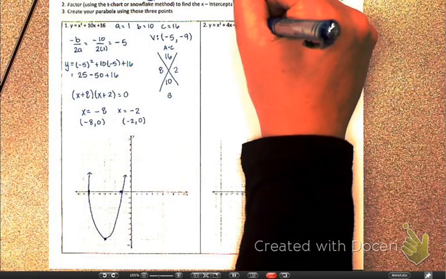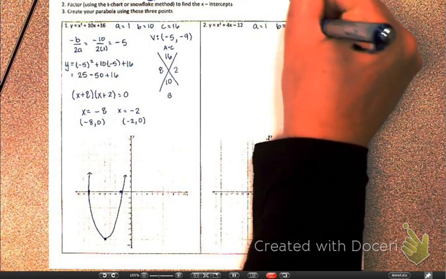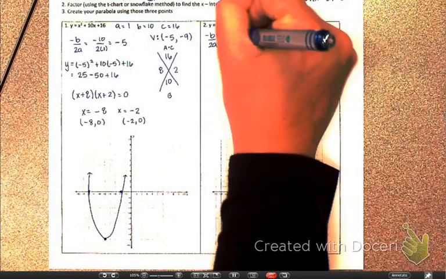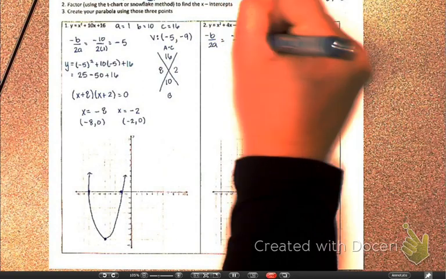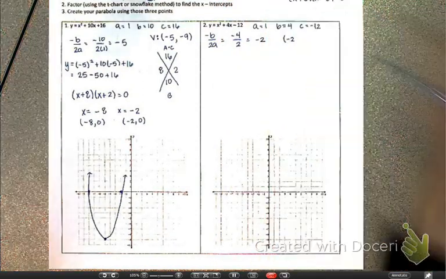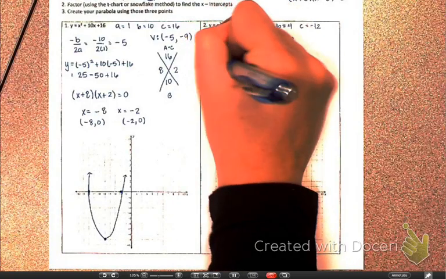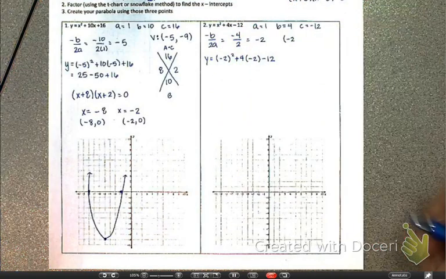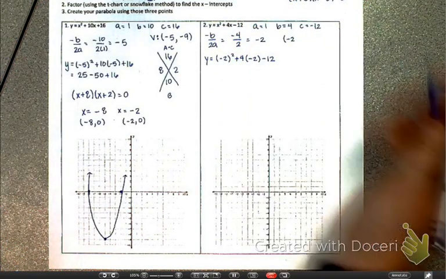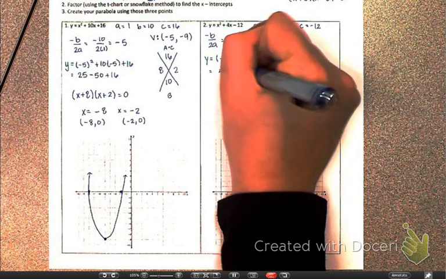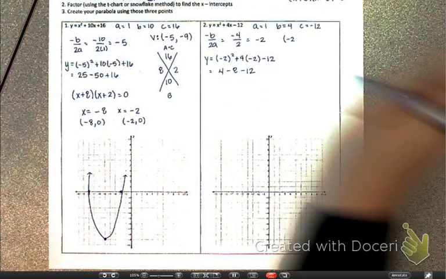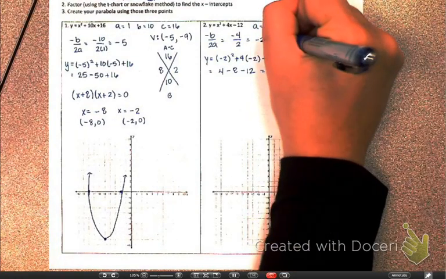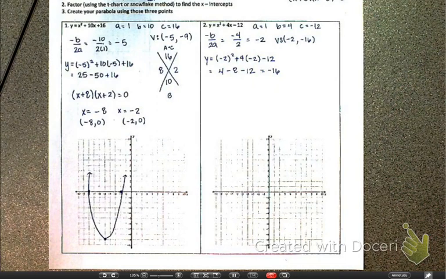Okay, so let's see how you did. So A should be 1, B should be 4, C should be negative 12. When I plug it into negative B over 2A, I get negative 4 over 2, or negative 2, which wasn't the issue, right? It was when you plugged it back in for y that you got a number larger than the graph. So this gives you 4 minus 8 minus 12, which is a negative 16 for your vertex. You got that far though?